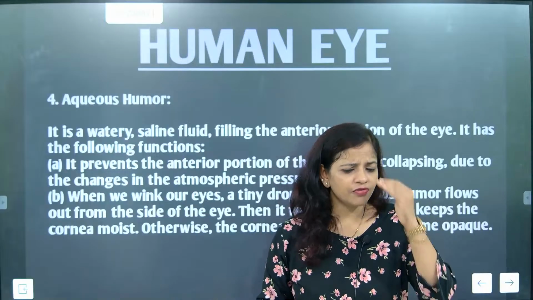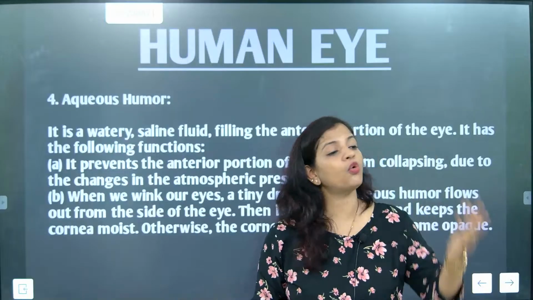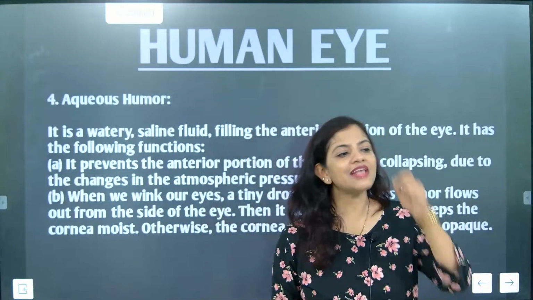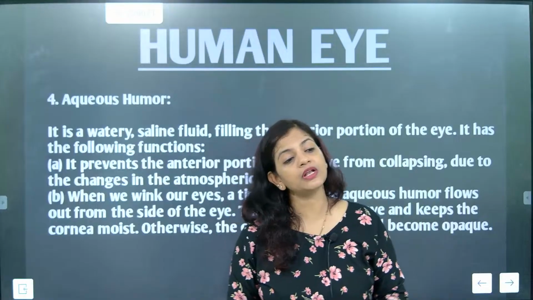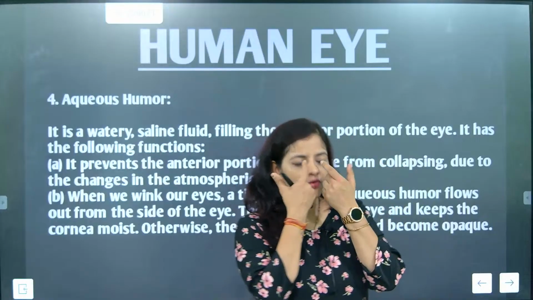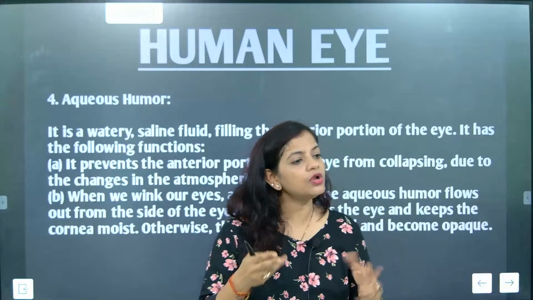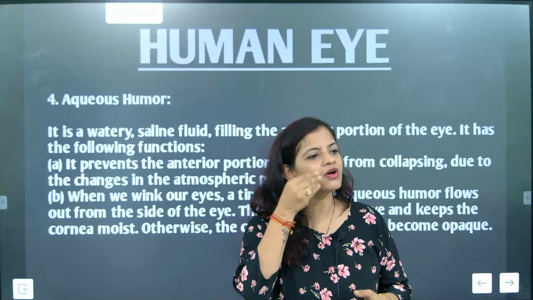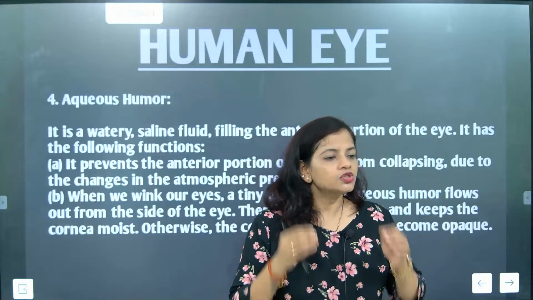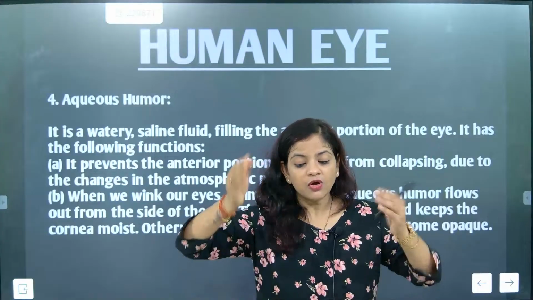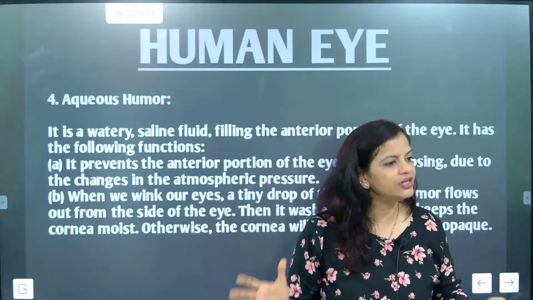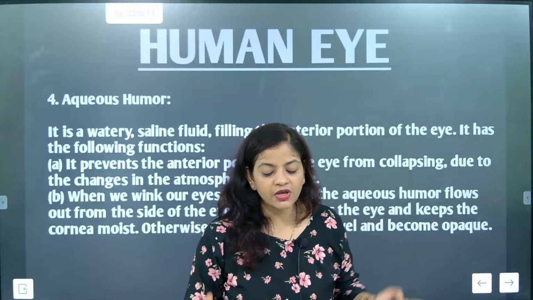That time, effortless eye closing and opening will be very, very difficult. Are you understanding? So that means aqueous humor is doing what work, beta? This aqueous humor from one corner of the eye is coming out and exactly moistening the cornea. Means the outer layer of the cornea is getting moistened. So once it is getting moistened, closing and opening becomes very, very easy. I hope you have understood this one.